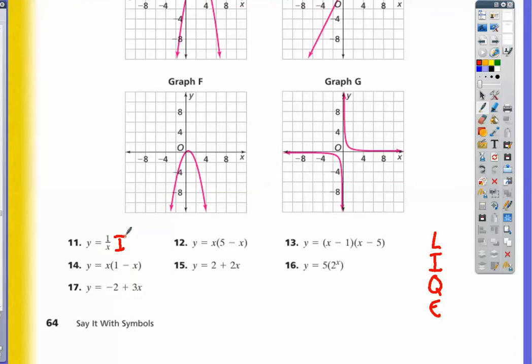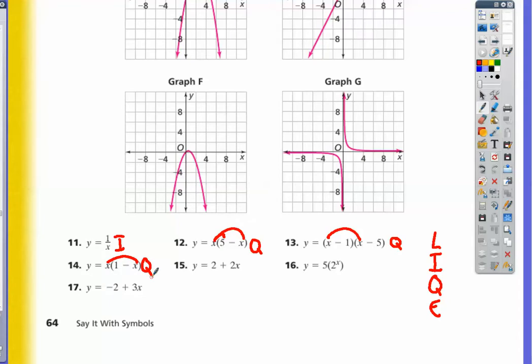Number 12, when I multiply this out, I'll end up with an x squared, so that has to be quadratic. The same is true of 13. When I multiply this, x times that x squared. Same for 14.